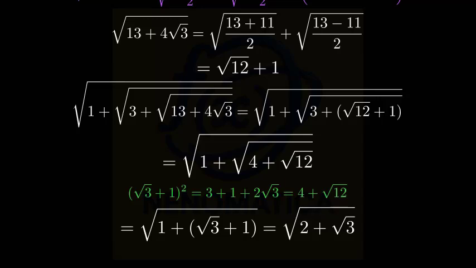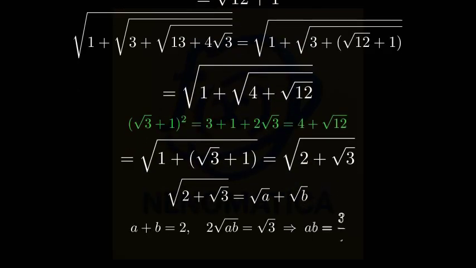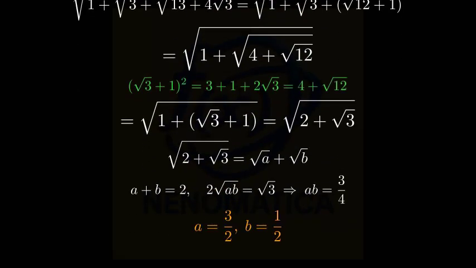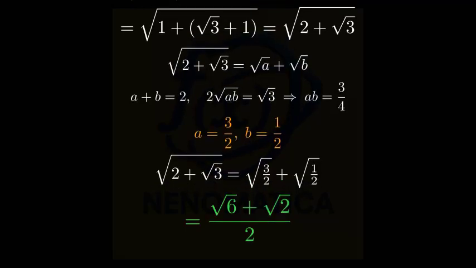Step 5. Simplify the remaining single nested radical using the same idea. Write it as the sum of two square roots. Let the square root of 2 plus square root 3 equal square root a plus square root b. Then a plus b equals 2, and 2 times the square root of ab equals the square root of 3. So ab equals 3/4. One convenient choice is a equals 3/2 and b equals 1/2. Therefore, the expression equals square root 3/2 plus square root 1/2, which simplifies to the square root of 6 plus the square root of 2, all divided by 2.